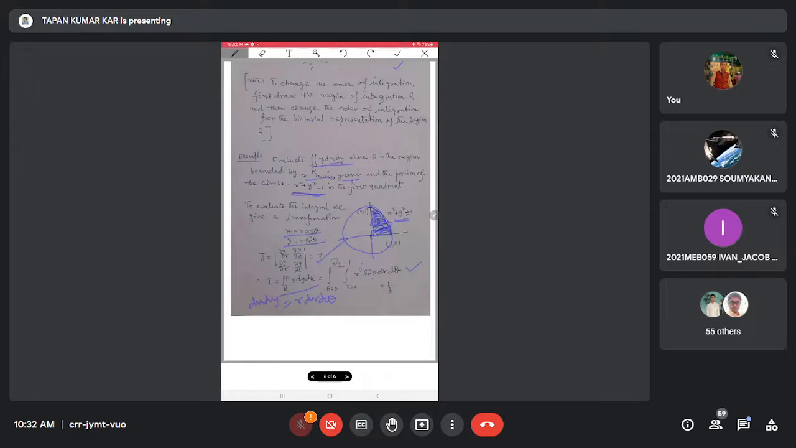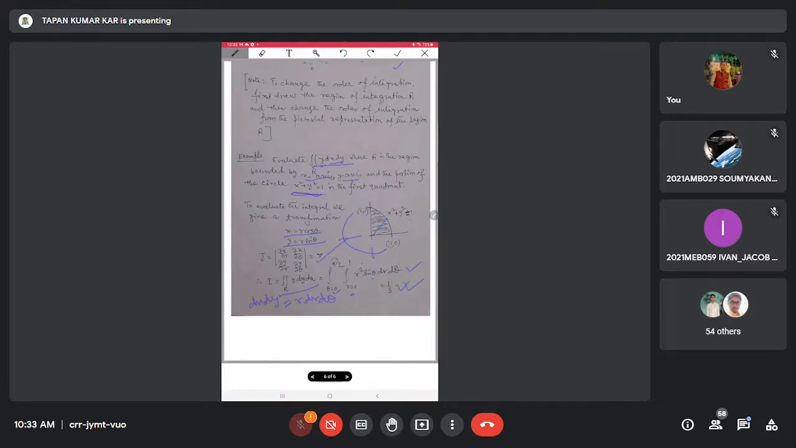Now, if you consider this portion of the circle in polar coordinates, then theta varies from what? In this line theta is 0, and in this line theta is pi by 2. Theta varies from 0 to pi by 2. And r varies from what? Its radius is 1. So r varies from 0 to 1. So its value is 1/3.